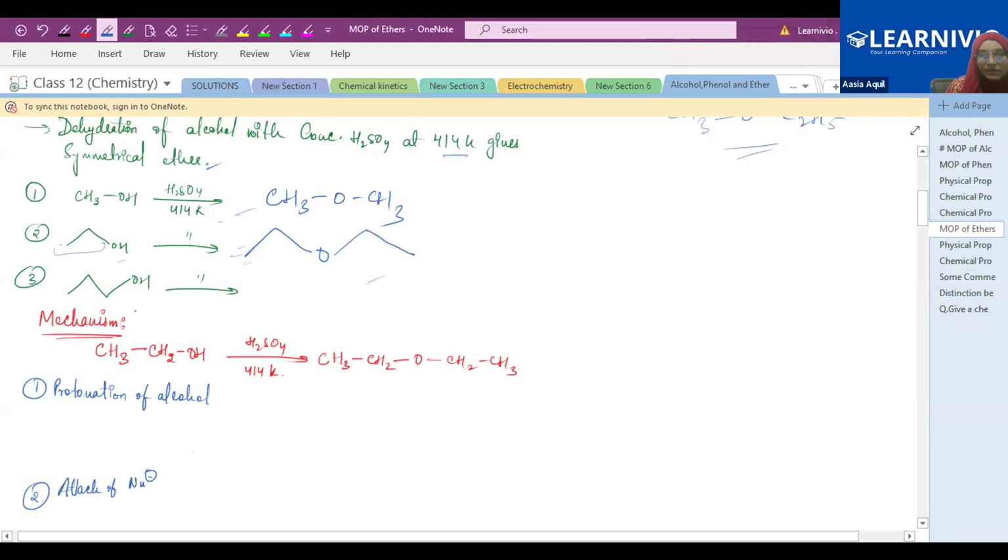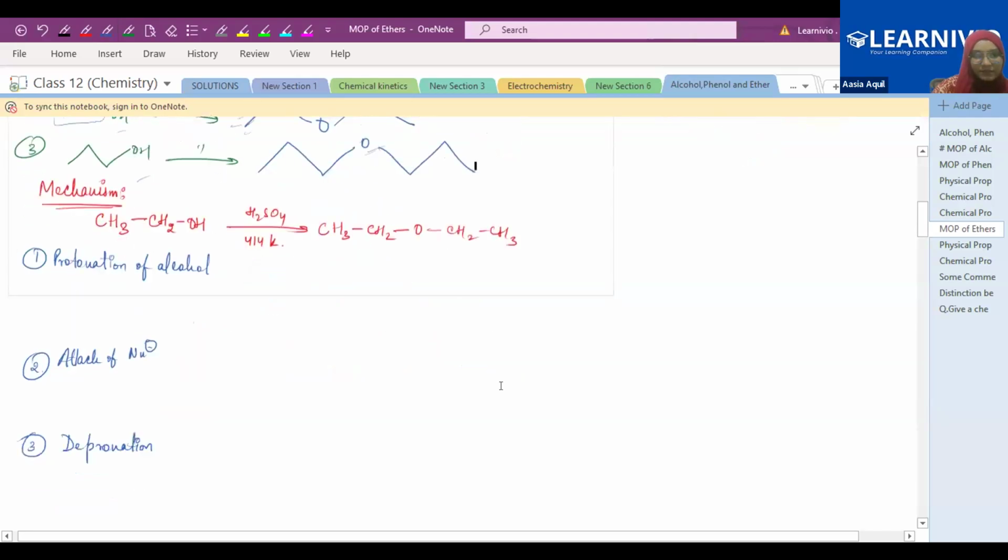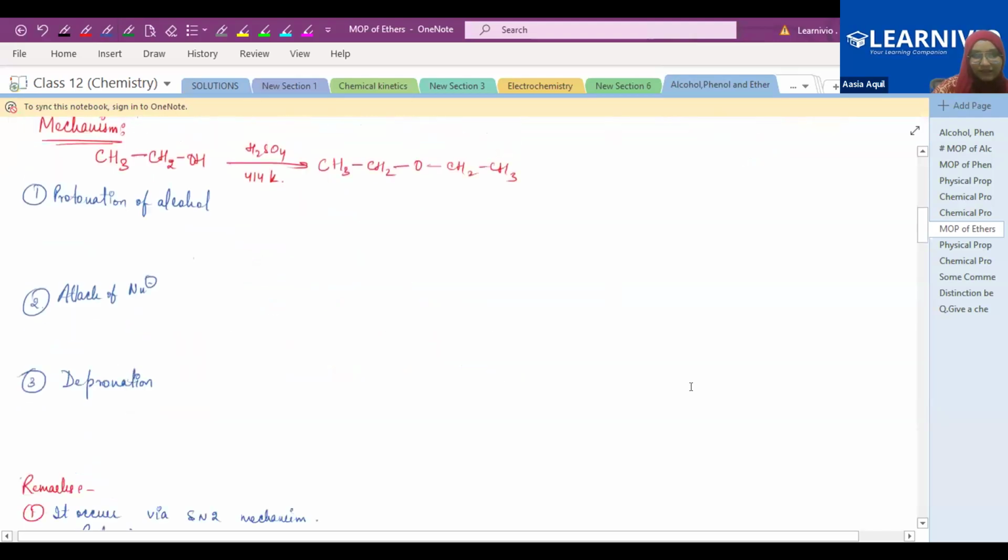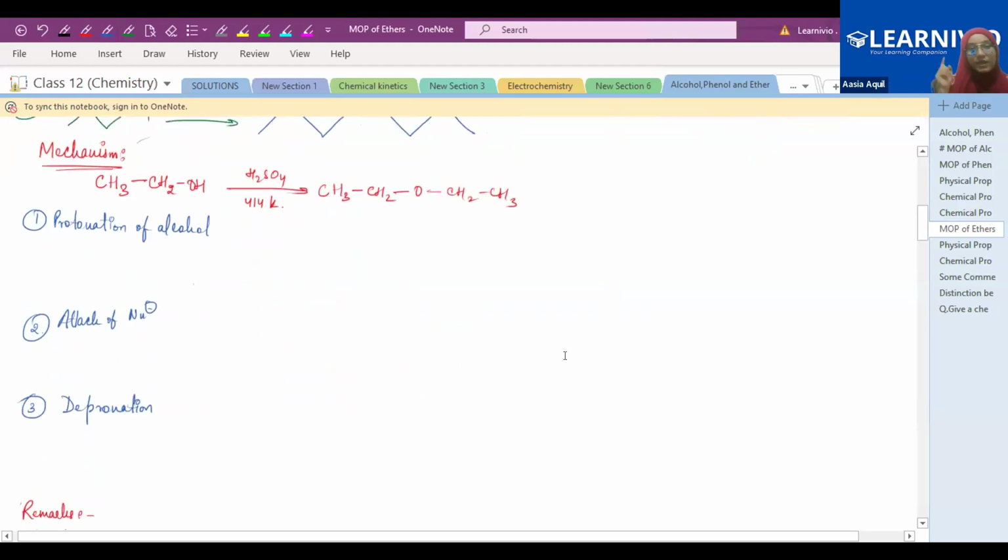Yeah, Muniba, next one. CH3CH2CH2OH, O, and then the same thing, CH3CH2. Yeah, it's very easy. You guys are making it complicated. It's very easy. Now see, let's understand the mechanism, how it occurs.